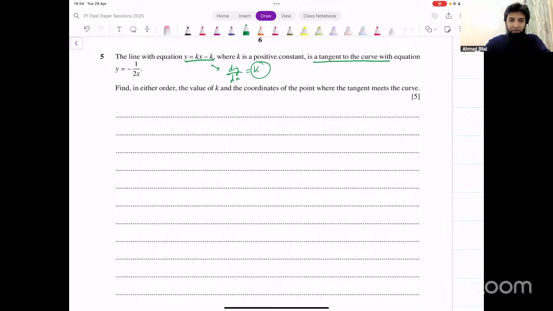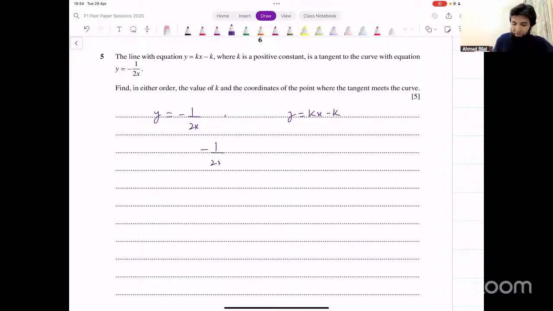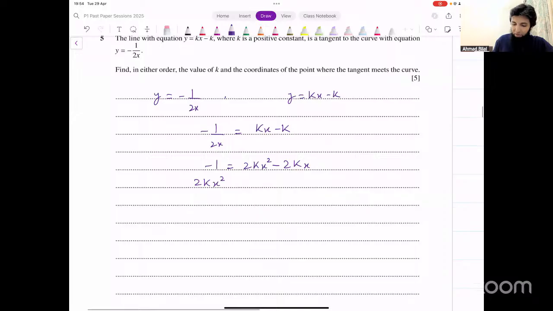In this case, however, if you were to equate these two functions, you would actually end up getting a quadratic equation. Since you would get a quadratic equation, you can use b squared minus 4ac as well in this case, because it does turn out to be a quadratic. We have y equals minus 1 over 2x, and we have y equals kx minus k. When we equate both of them, we get minus 1 over 2x equals kx minus k. Multiply 2x on the other side, and that gives you minus 1 equals 2kx squared minus 2kx. And that becomes 2kx squared minus 2kx plus 1 equal to 0.